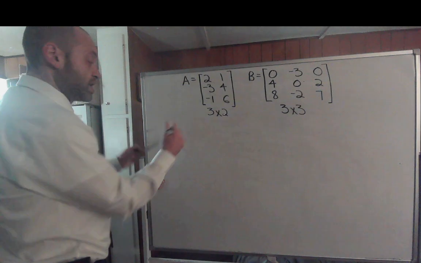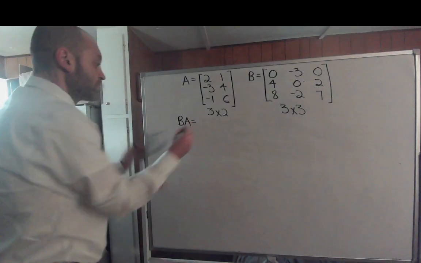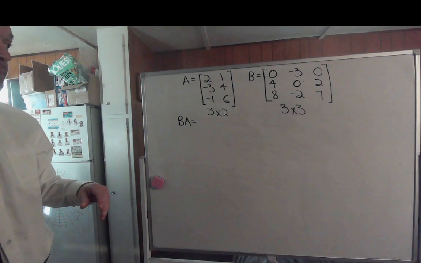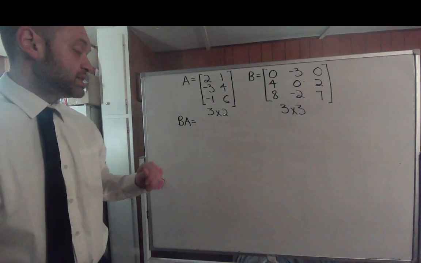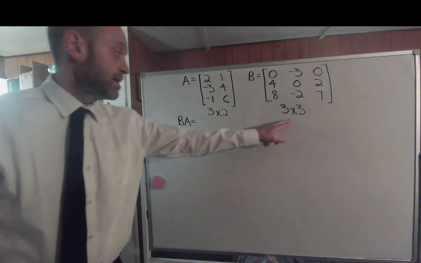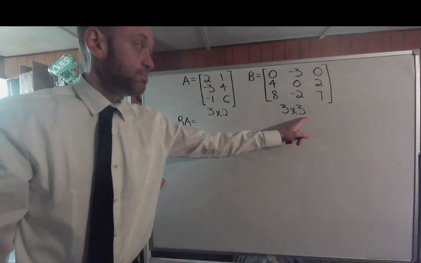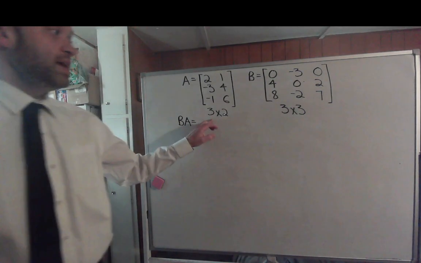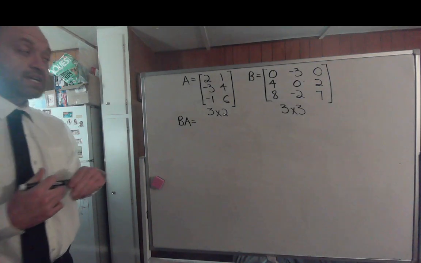What if we were to try to do BA? Let's switch it around. Can we take BA? Well, BA, that's going to end up being, you would have a 3 by 3 times a 3 by 2. The number of columns in B equals the number of rows in A, so actually it is possible. So in this case you can do it.